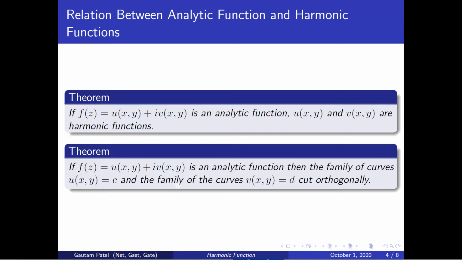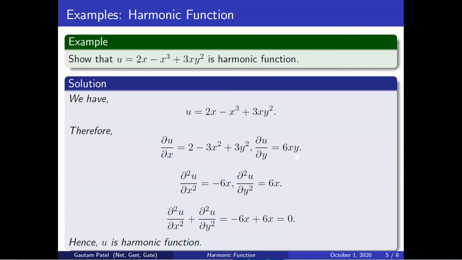Now another theorem: if f of z is an analytic function, then the family of curves u equal to c and the family of curves v equal to d cut orthogonally. That means u equal to c curves and v equal to d curves are orthogonally perpendicular to each other. Okay, so now we discuss an example of harmonic function.